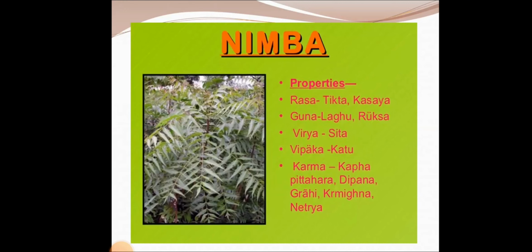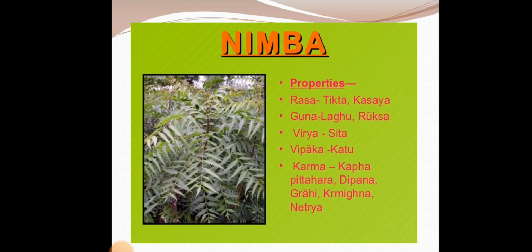The properties are Tikta Kashaya Rasa, Laghu Ruksha Guna, Shita Virya, Katu Vipaka, and karma is Kapha Pitta Hara, Deepana, Grahi, Krimighna, and Netriya. About Nimba, Nimba also we are using for this Vamana. This Nimba Kashaya is made for doing Vamana. Next is Kutaja.